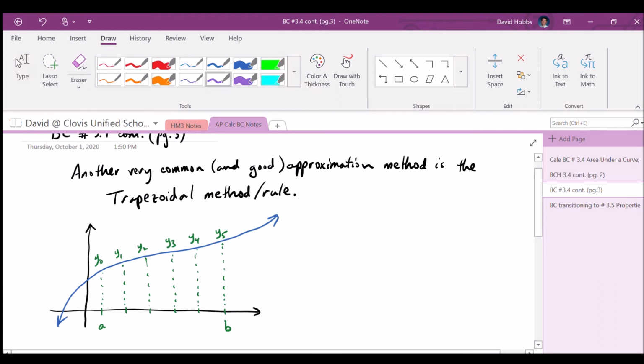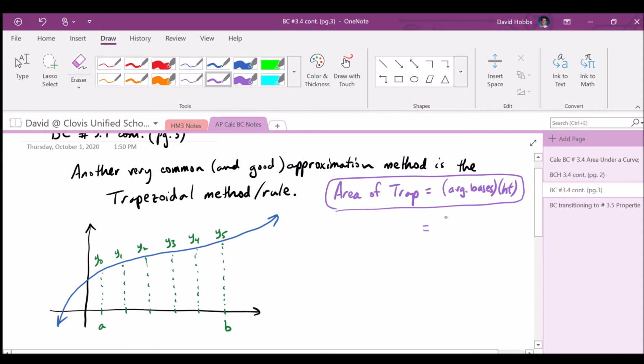Now, the formula for area of a trapezoid, and I remember it this way. It's average the bases times the height. Okay, now if you want to be a little bit more formal than that, you could say average the bases, so base 1 plus base 2 divided by 2, because that's how you average two things, right? Times the height.